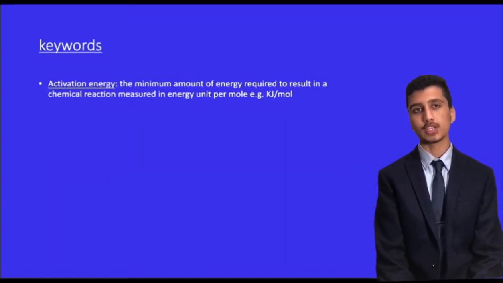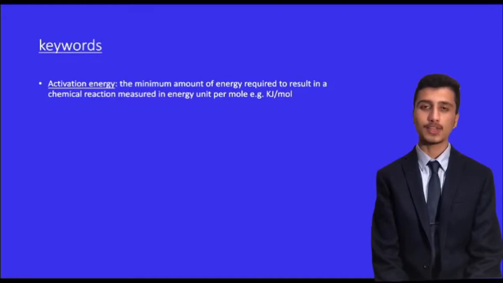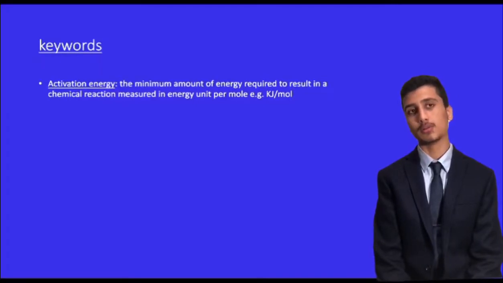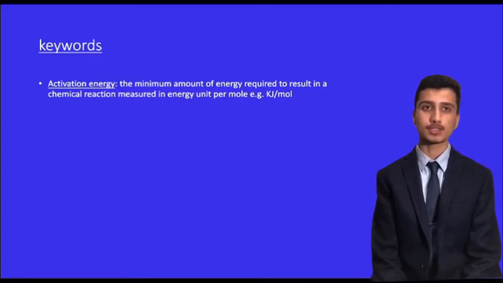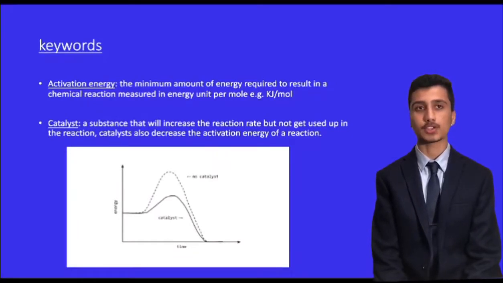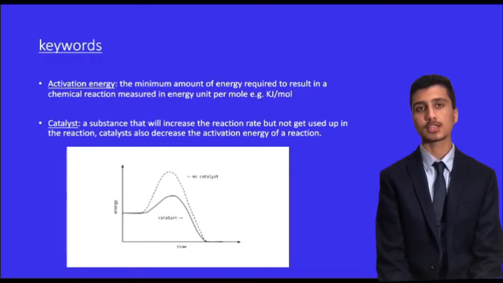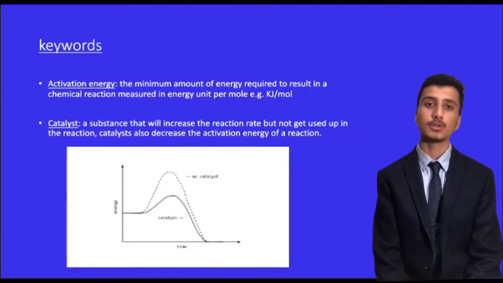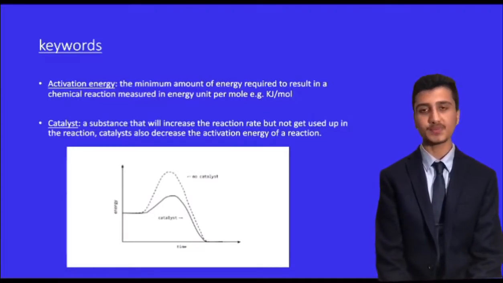Thirdly, we have activation energy. It's the minimum amount of energy required for a reaction to take place. It's usually measured in energy unit per mole, for example kilojoule per mole. And lastly, we have a catalyst, a substance that will increase the reaction rate but not be used up in the reaction. Catalysts also decrease the activation energy, like shown in the diagram below.